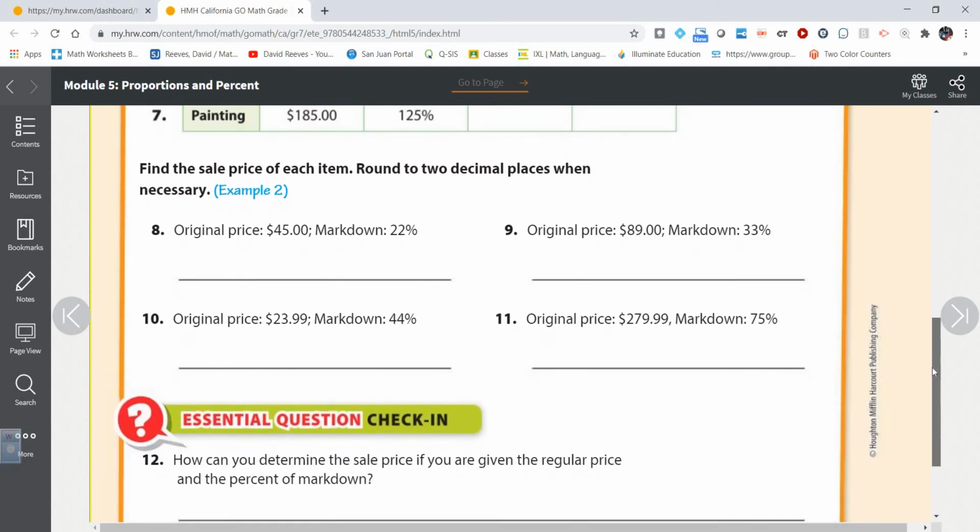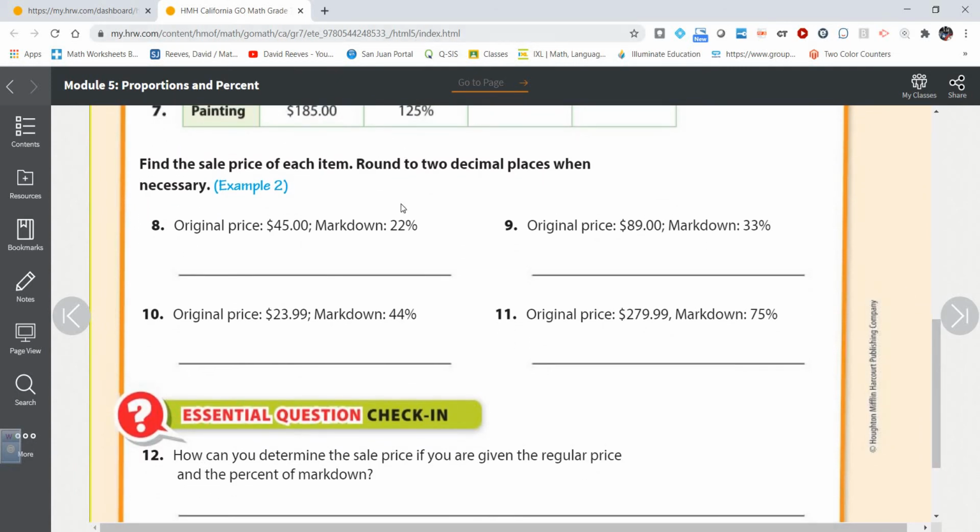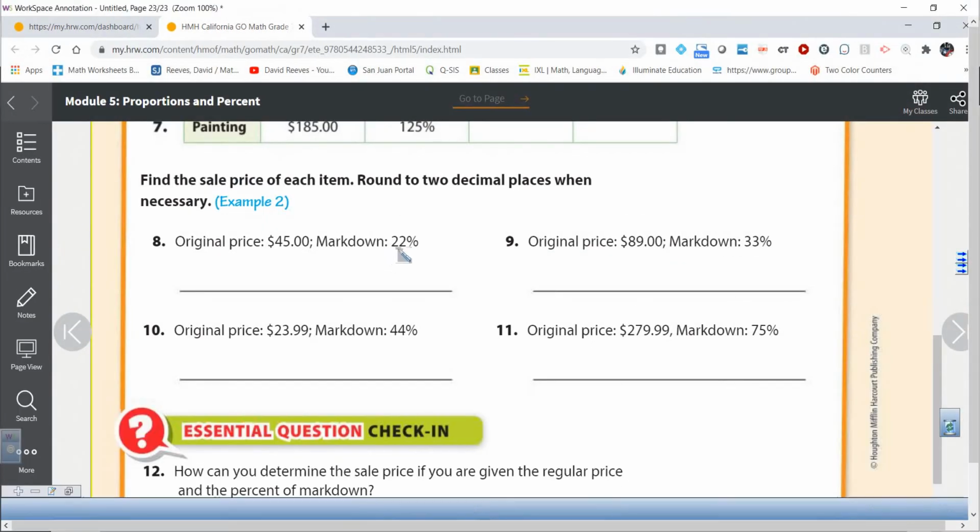All right, let's do a couple marked down problems. We have our original price and we have the markdown. So what are we going to do? The first thing we're going to do is change that 22% to 0.22. We're going to change that 44% to 0.44. What the heck? We're on a roll. This one would be 0.33 and this one would be 0.75.